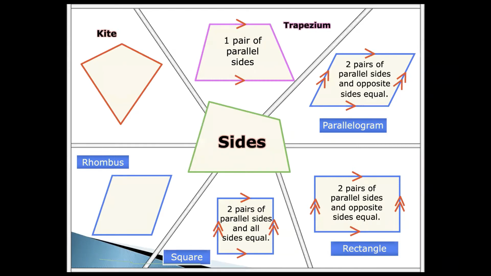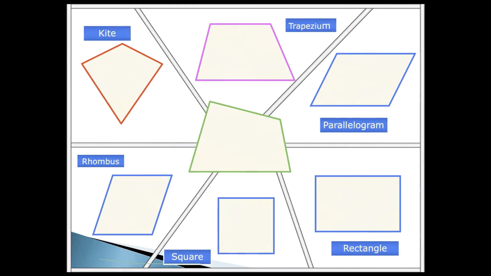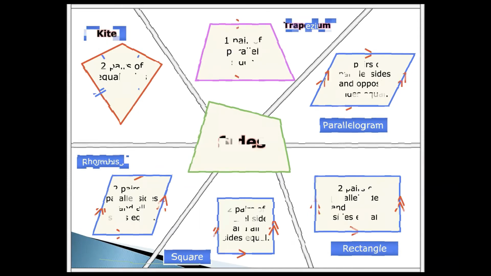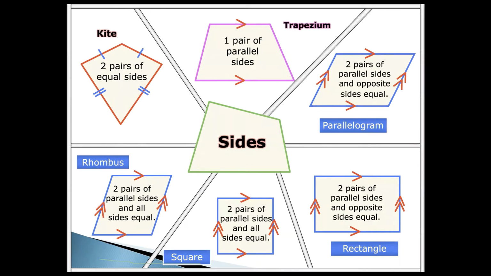The square has four equal sides and each two opposite sides are parallel. Also, the rhombus has two pairs of parallel sides, and all sides are equal. Looks like the square. I always consider the rhombus and square as brothers.